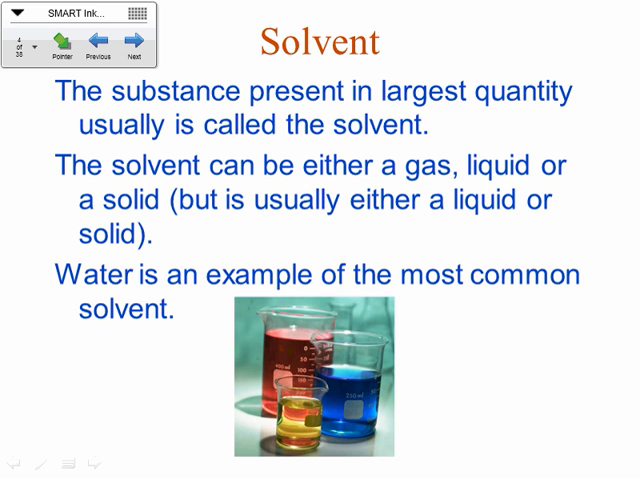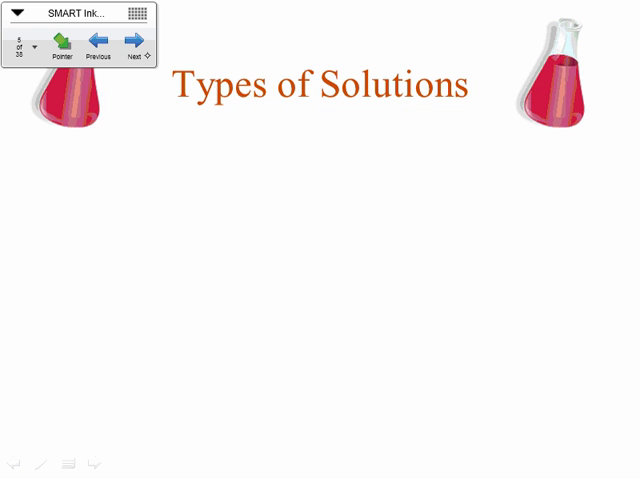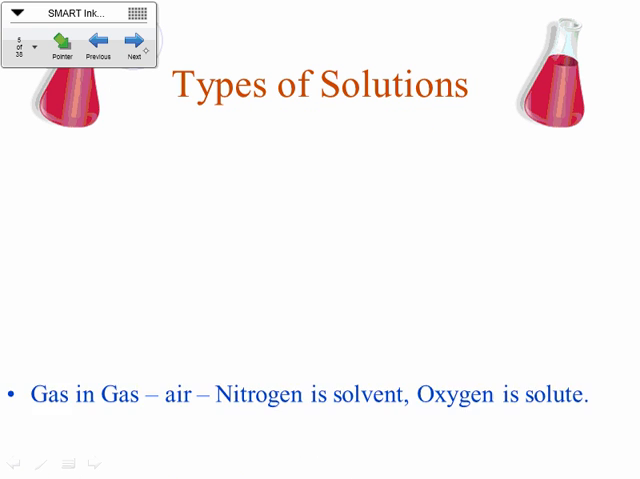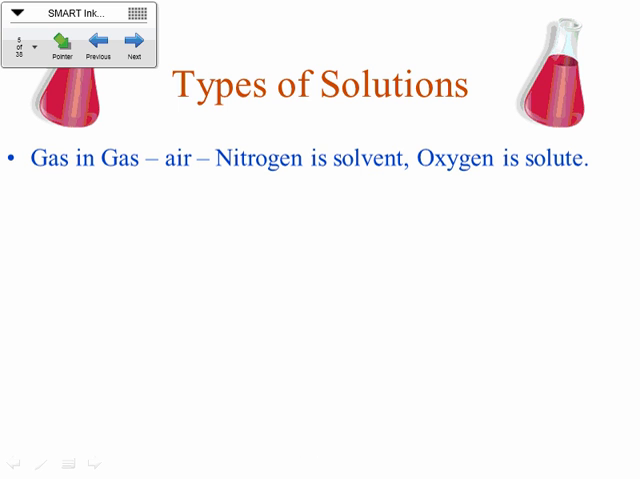Okay, everybody good? So the types of solutions that you can have. You can have a gas-in-gas solution, okay? Air is an example of that. The air that you are breathing right now is actually a solution by chemistry definitions. Seems a little weird, but nitrogen is the solvent, oxygen is the solute.